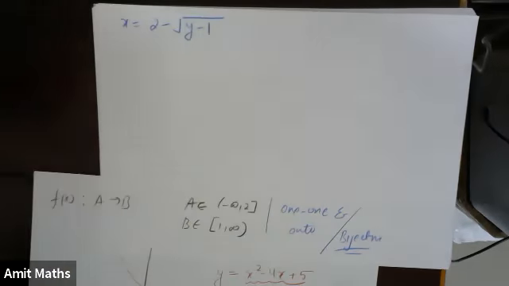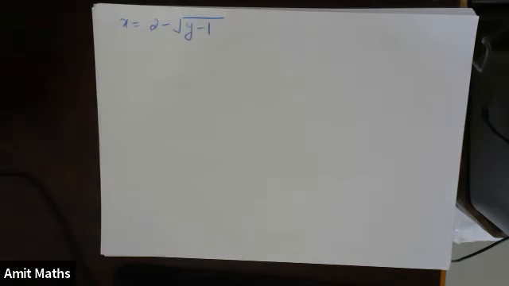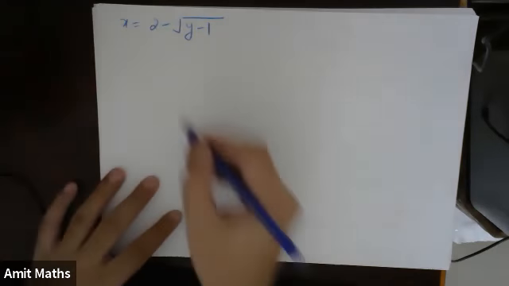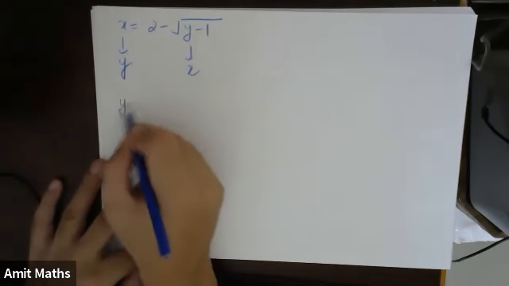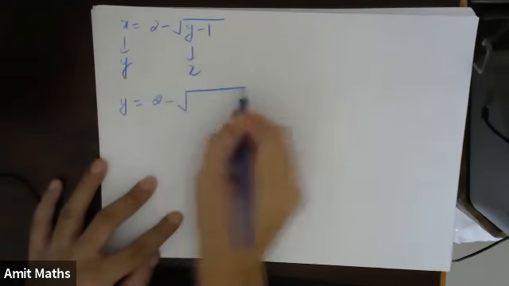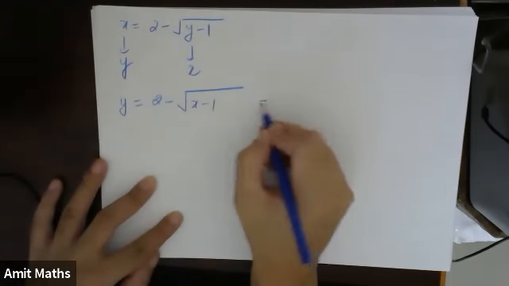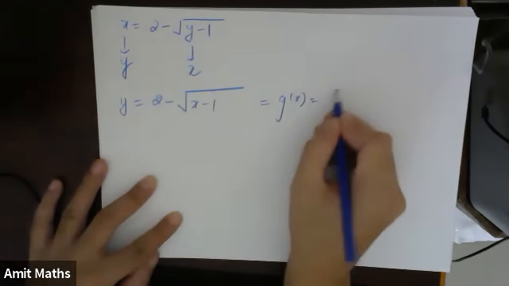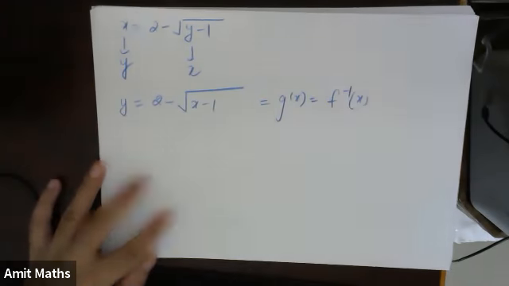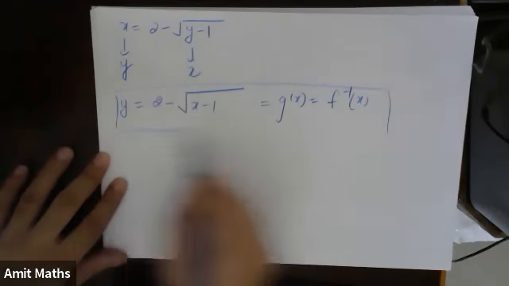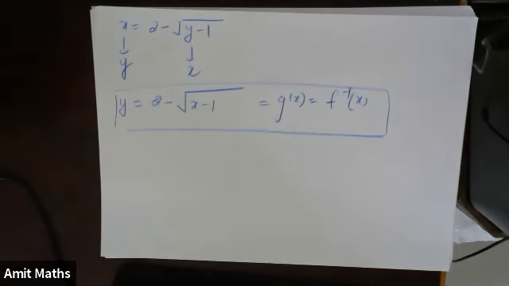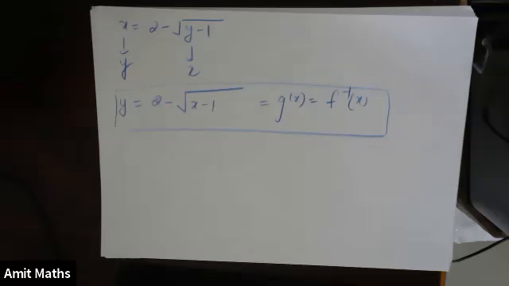If x is equals to 2 minus under root of y minus 1, how will I write the inverse of the function? I will simply convert x as y and y as x. So this will become y is equals to 2 minus under root of x minus 1. Now what is this? This is g of x, or f inverse of x. Understood? So this is the inverse of the function. This is okay for everyone? Just check it once.